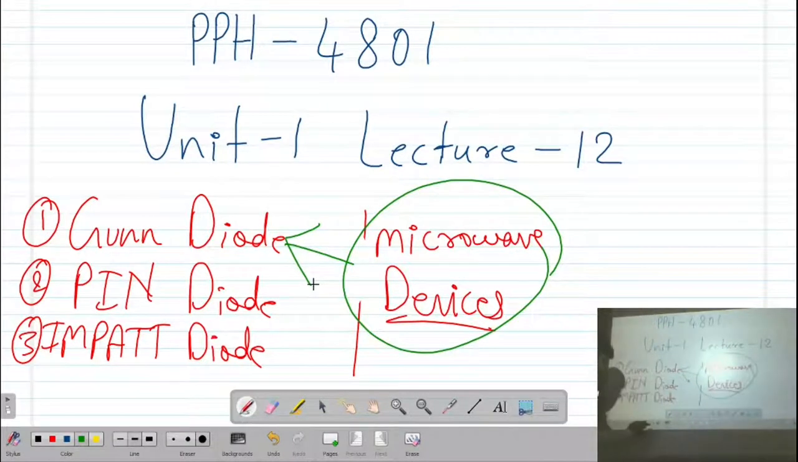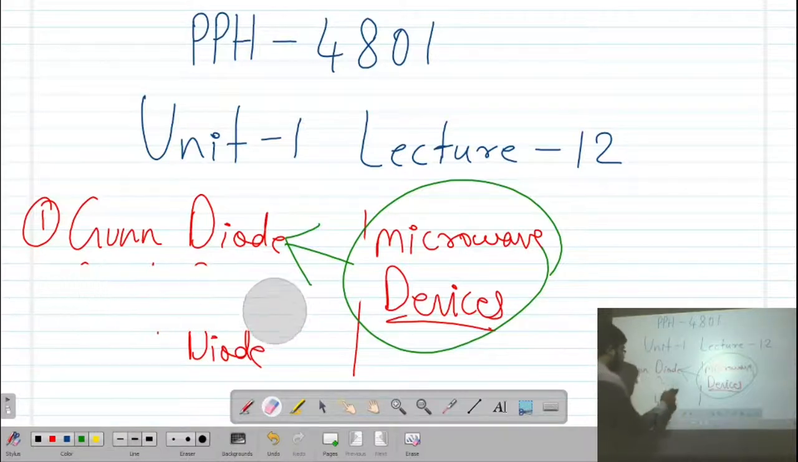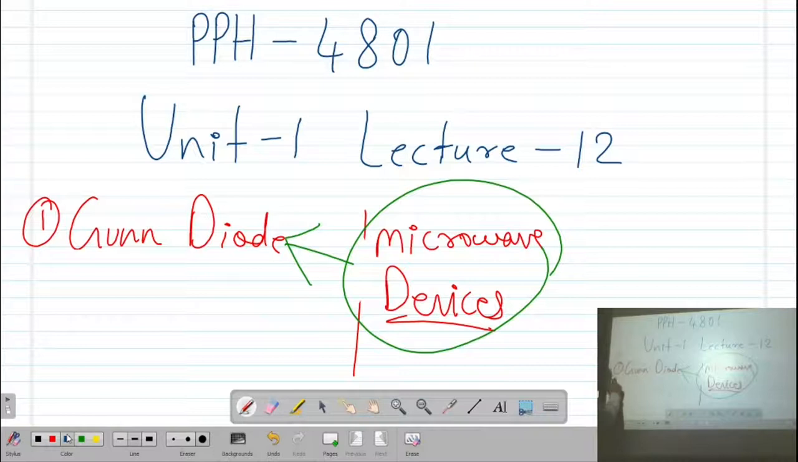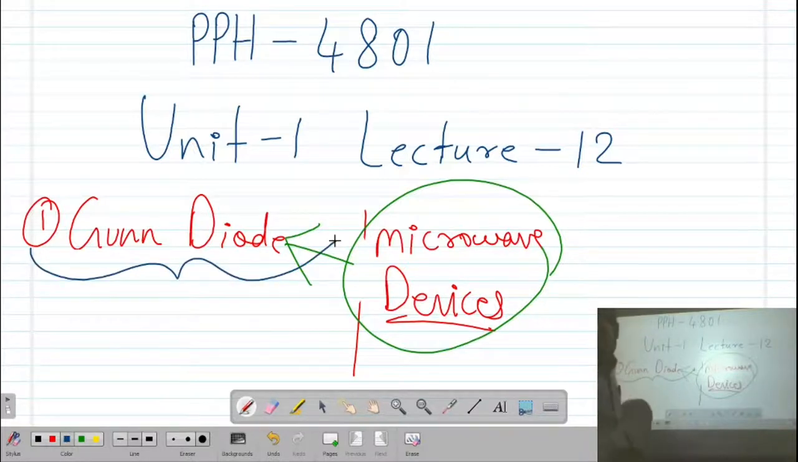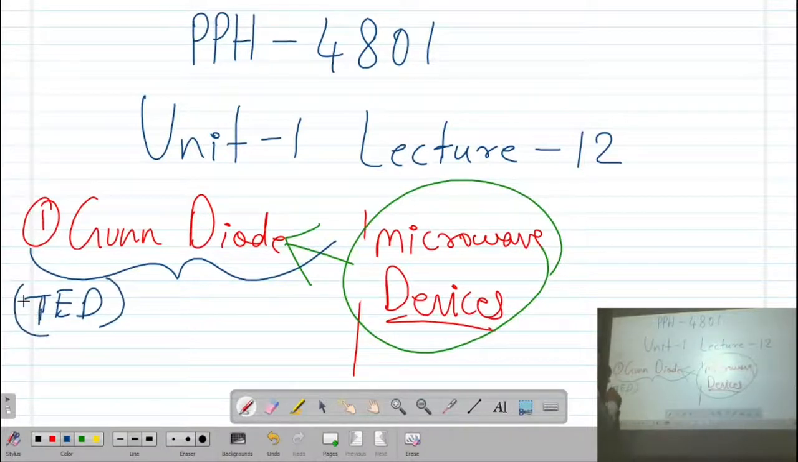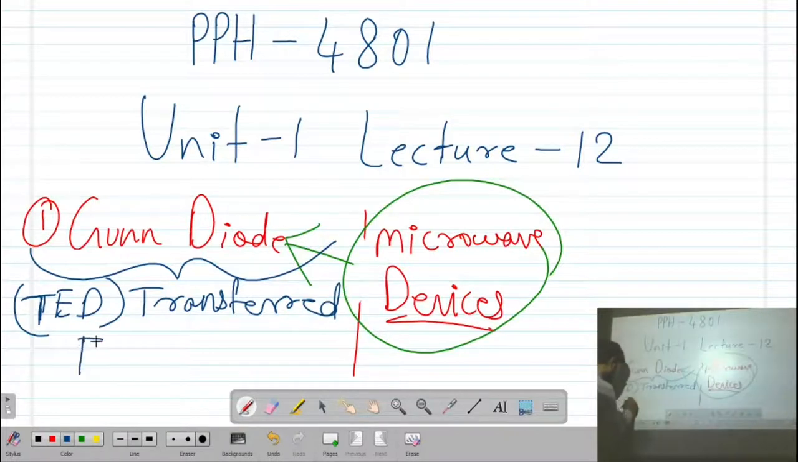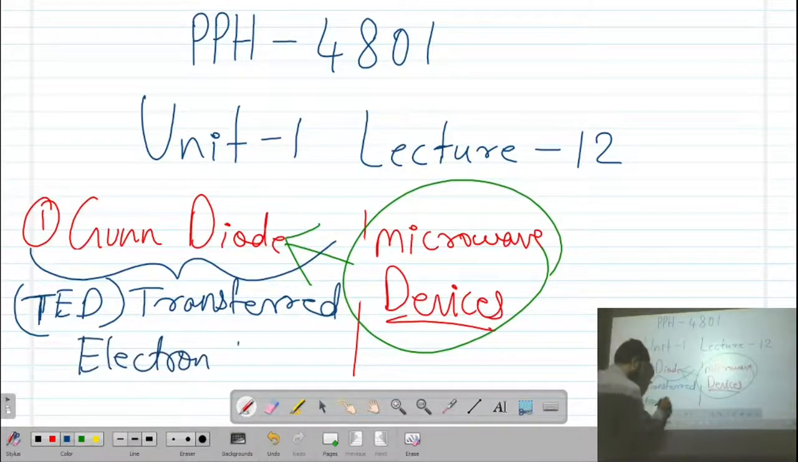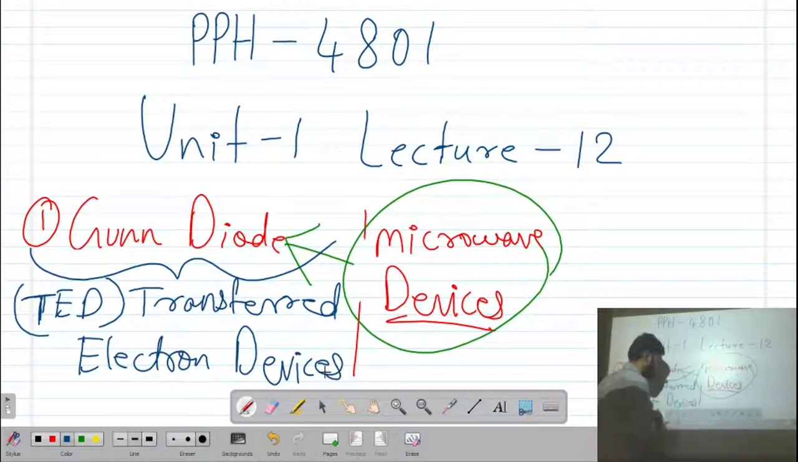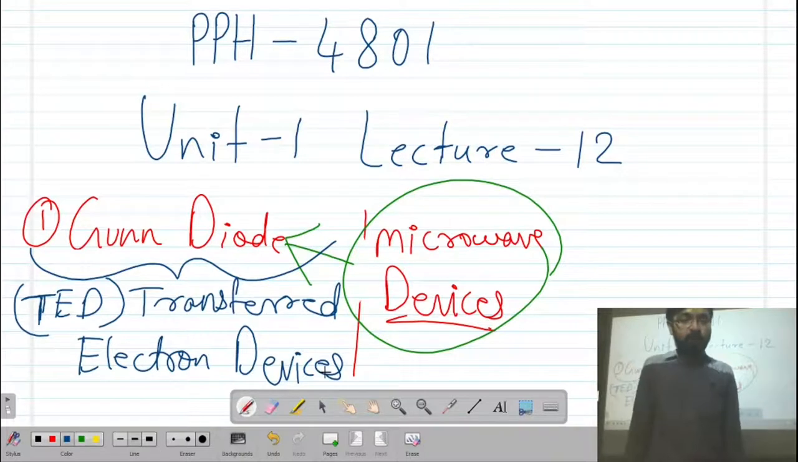Now, this gun diode comes under the transferred electron devices, comes under TED. TED is nothing but transferred electron devices. Gun diode comes under transferred electron devices.